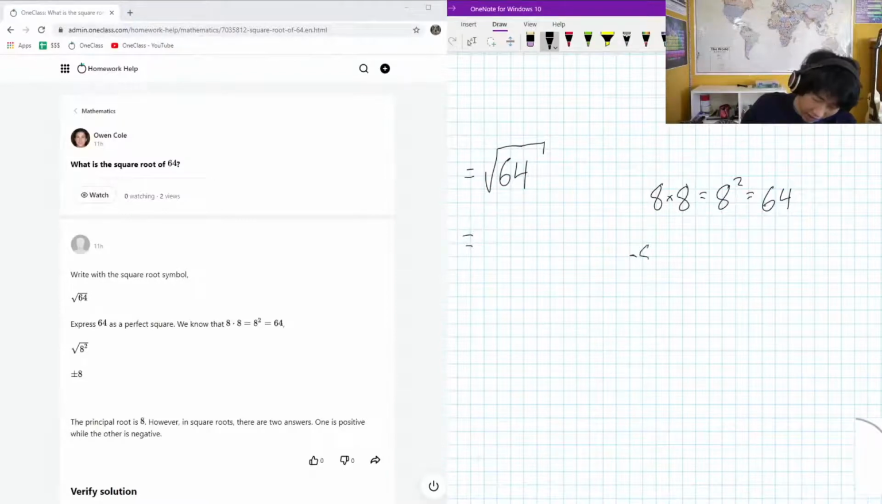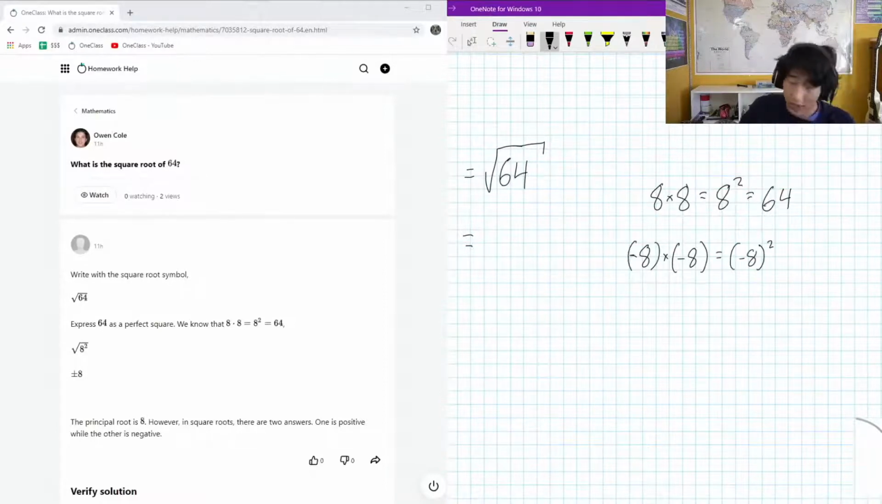We have negative 8 multiplied by negative 8, which is negative 8 squared. Now what's the answer to this? Okay, 8 times 8, the magnitude is still going to be 64. Now what's the sign of this? It's actually going to be positive 64 for the answer, because a negative multiplied by a negative, they neutralize each other, so that becomes a positive.